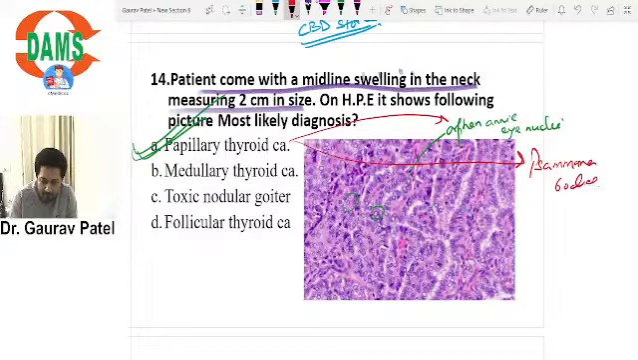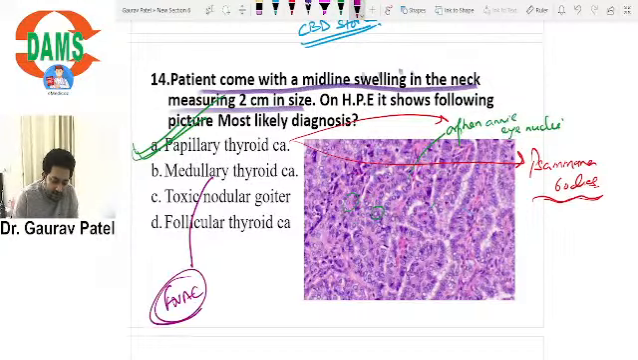Psammoma bodies. Yes, very good, Shakila Shah. Psammoma bodies are seen. What finding will you see in medullary thyroid cancer? Special feature of FNAC in medullary thyroid cancer. There will be amyloid stroma.